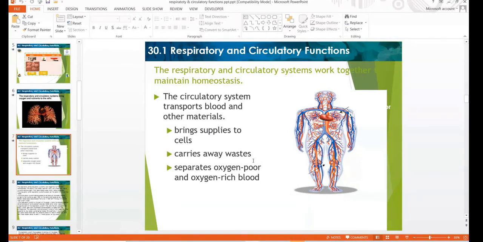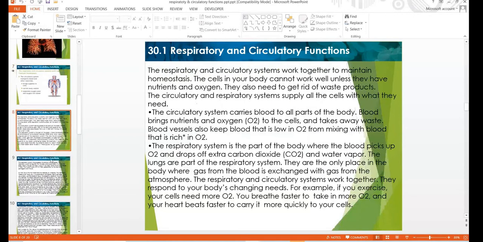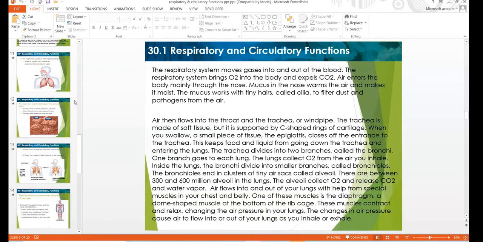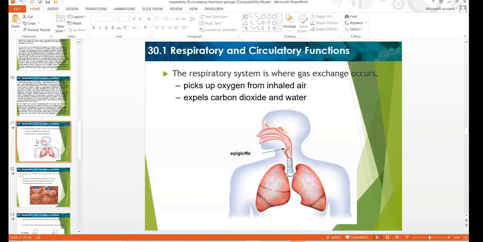They have different functions in carrying the oxygen-rich blood to the various cells of the body from the heart, and carrying the oxygen-poor blood from various cells of the body back to the heart again. So this is how the circulatory system and the respiratory system function. In these slides you have the notes about how they function.